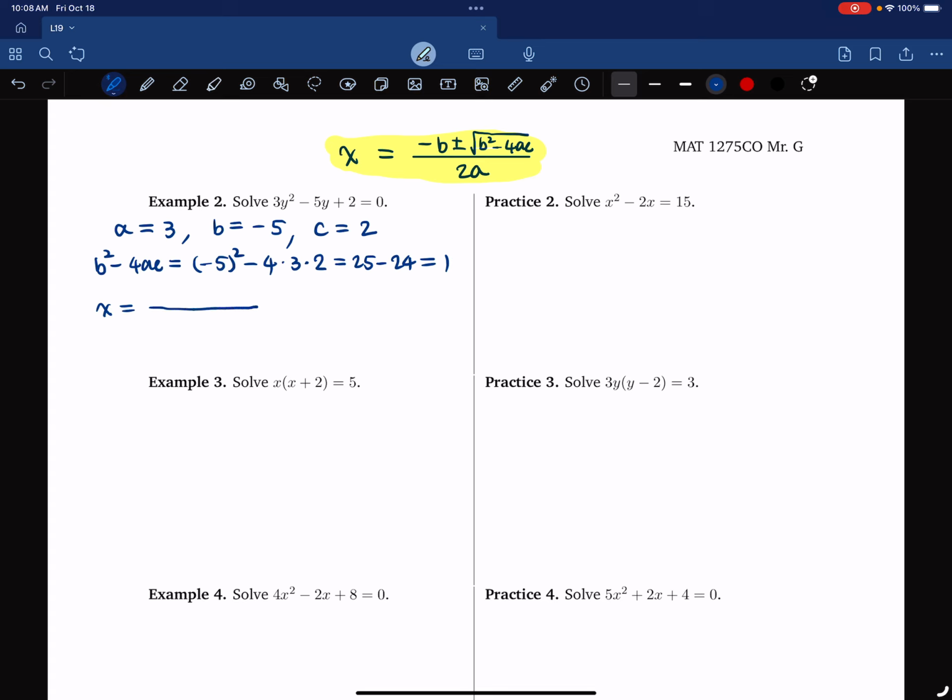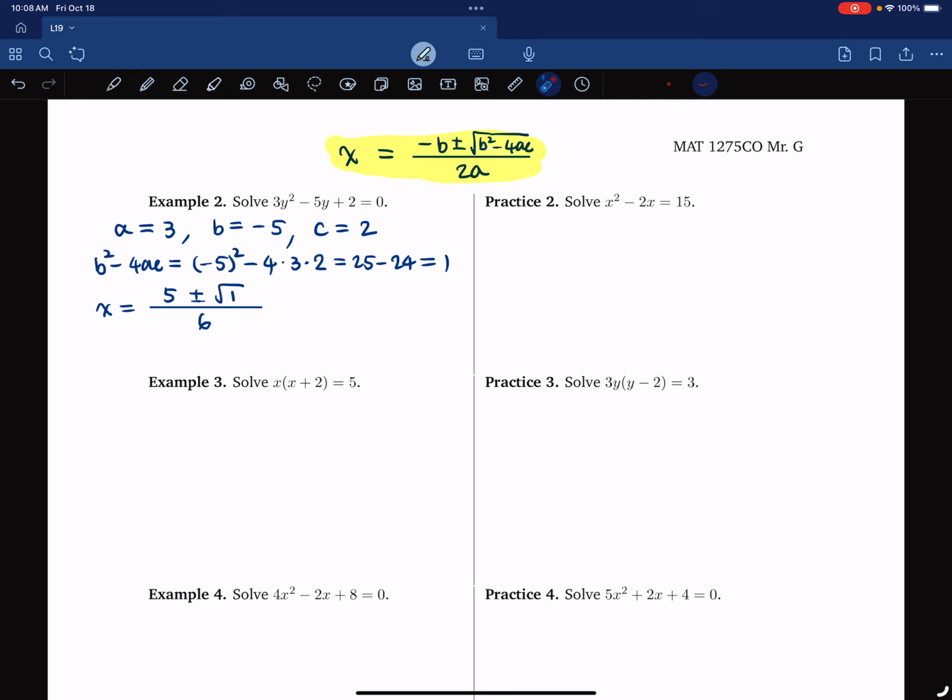x equals, I usually do the denominator first. It's 2 times a. So what is our a? A is 3. 2 times a will be 6. And then on the top, negative b. B is -5. So negative b is +5. And then we have plus minus square root of b squared minus 4ac, which we calculated before, and it's 1. So I just put 1 here.